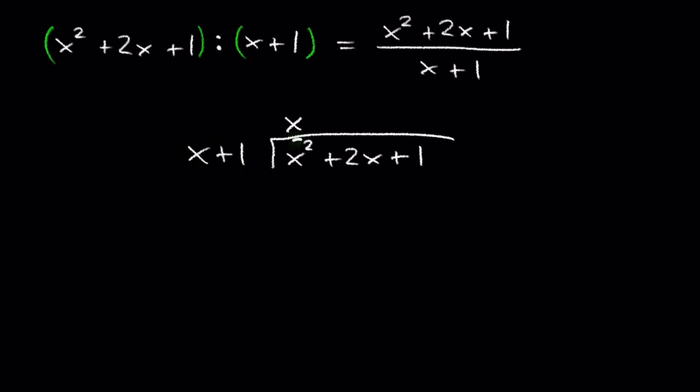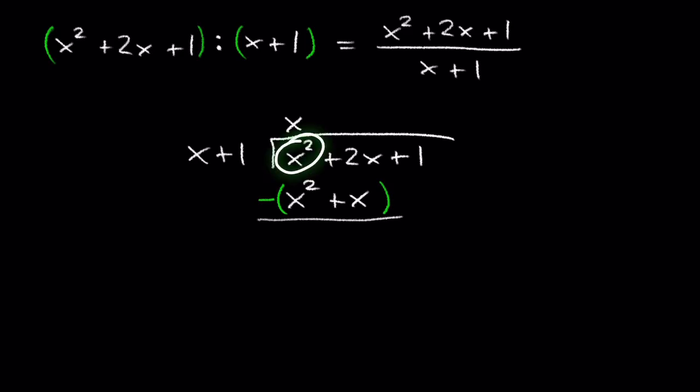So again, x squared divided by x is x. And x times x is x squared. When we multiply back, we have to make sure we multiply the x also by the 1. So x times 1 is x. Now we subtract like in regular long division. Write your subtraction sign and don't forget the parentheses.